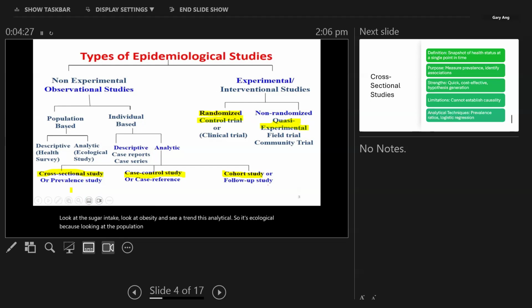The person who eats more sugar may not get diabetes, but you're looking at the population. So you're just saying that a group of population with a high intake of sugar may have higher rates of diabetes. But do note that the individual may be the other way around. Those who are taking more sugar may not have diabetes. So that's why it's called population based. You're not looking at individual data. So these are some studies that usually we can do sometimes. This is called population based study.